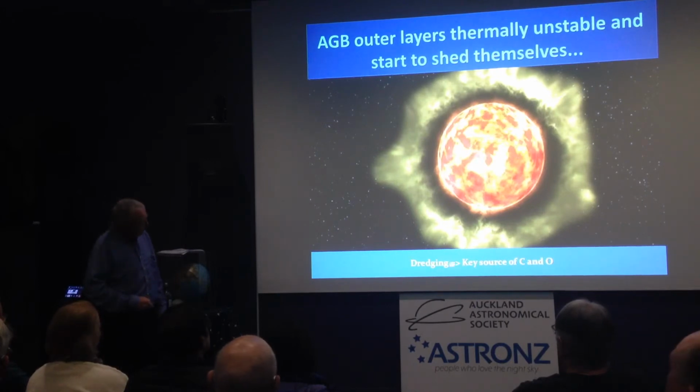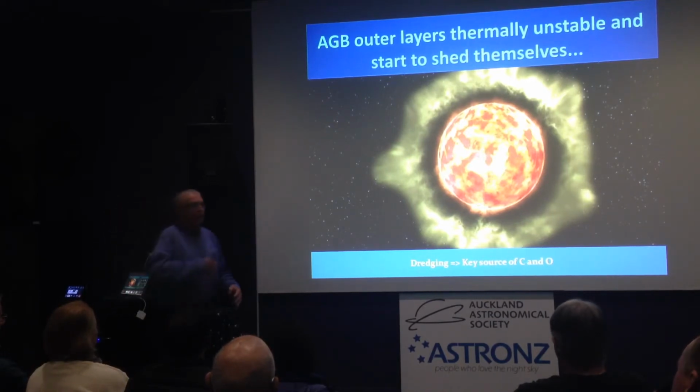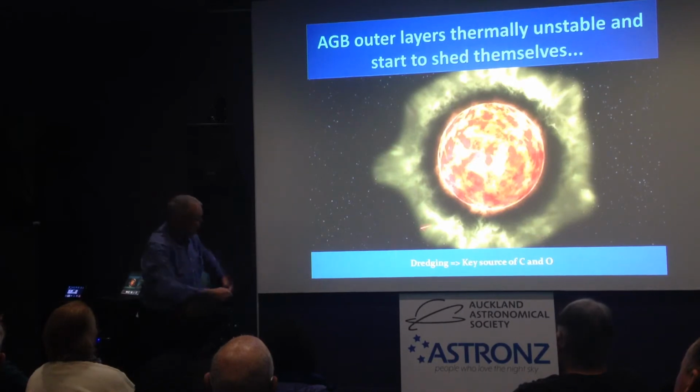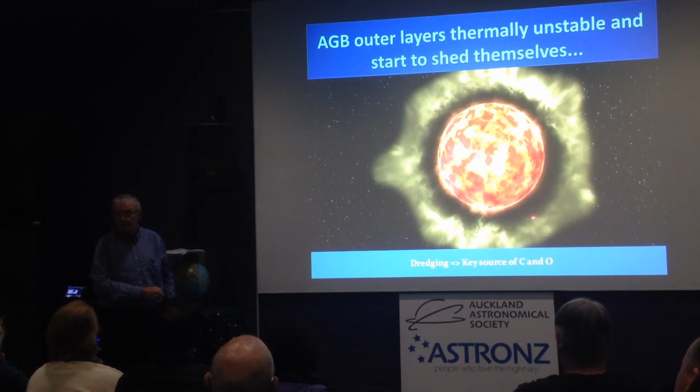On top of that, in this phase there are actually quite a few various cycles, but you get two key cycles called dredging, where convection drives down and scoops up some of that carbon and oxygen near the core regions and brings it up to the surface of the star, up to those outer layers that then get cast off. And that is the key source of carbon and oxygen in the universe.